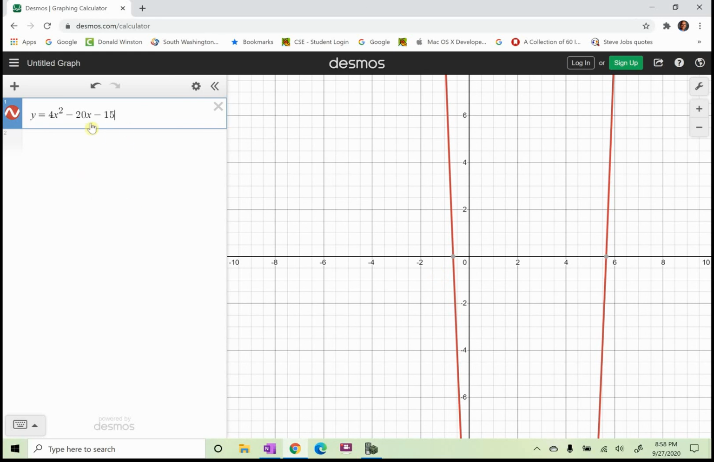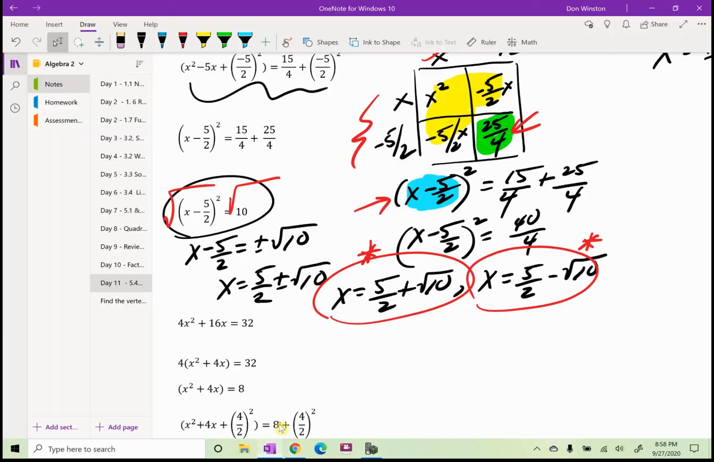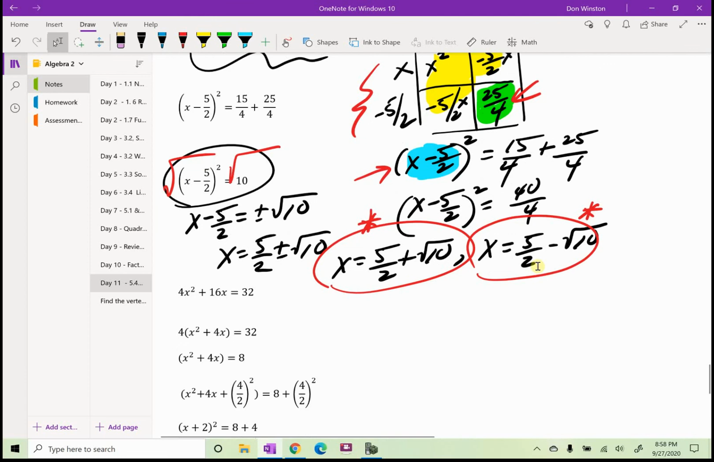But we never would have been able to factor that. In fact, anytime you get, if you guys remember, we had real numbers, and in real numbers is rational and irrational. Whenever you get an irrational answer as your zeros, that means you can't factor. You just can't factor, so you have to complete the square.